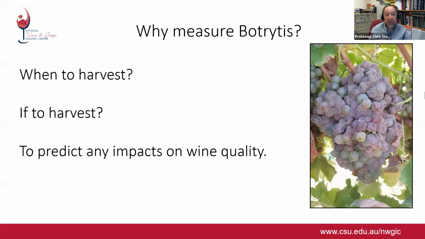Well, some of the questions you might want to ask: we think there might be Botrytis out there. Can we leave the fruit on the vine a little bit longer? So, when to harvest? Or conversely, we know there's Botrytis there. How much is there? Is it too late? Should we even bother harvesting? So that's quantification of Botrytis, but it needs to be done with respect to, well, if it's there, what are the implications? What are the impacts on wine quality?